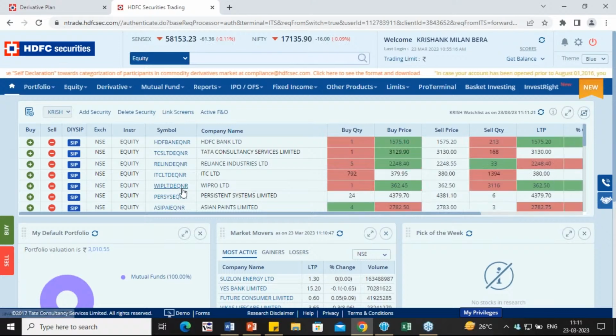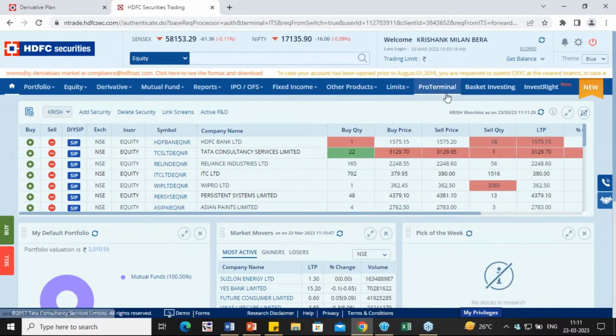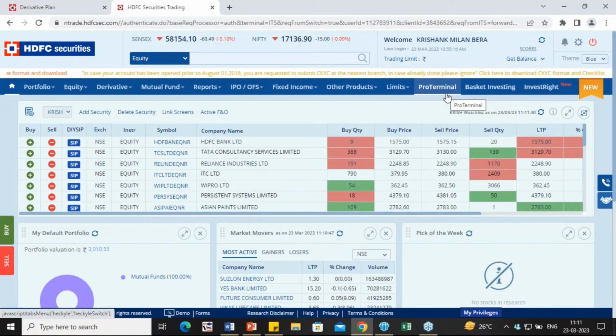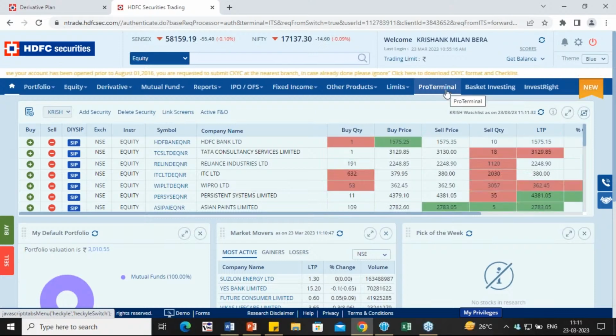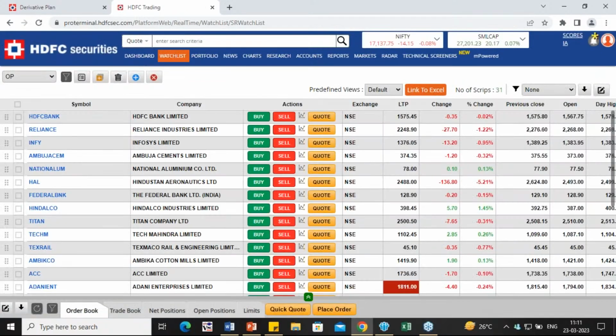So how do you get access? Once you get access, you can see there is a Pro Terminal option over here in the blue ribbon, on the right-hand side. The third option is the Pro Terminal option. यहाँ पे आपको क्लिक करना है, जैसे ही आप क्लिक इन द प्रो टर्मिनल करेंगे, it will redirect, it will switch to the Pro Terminal basically. Okay, so this is the advanced trading platform.